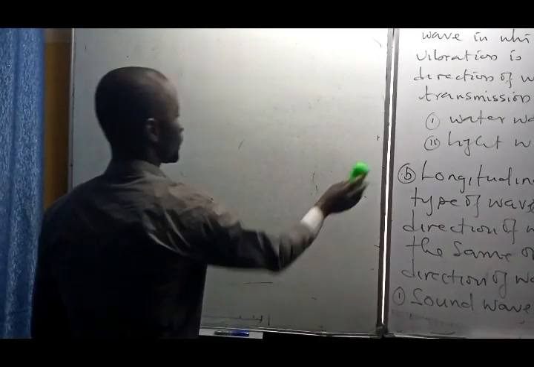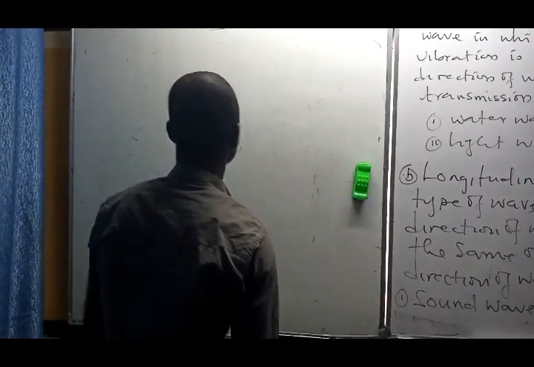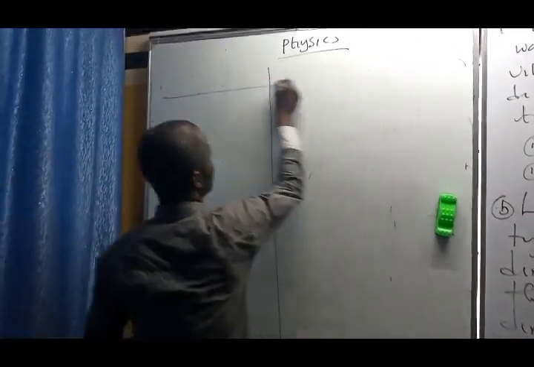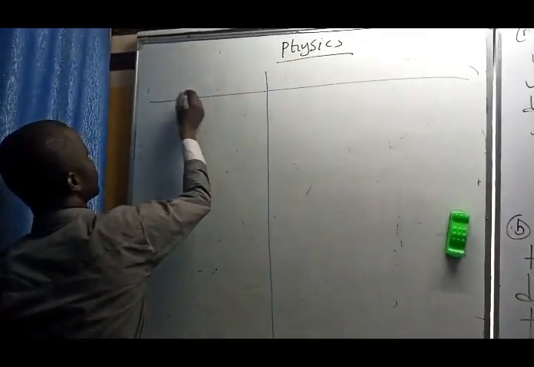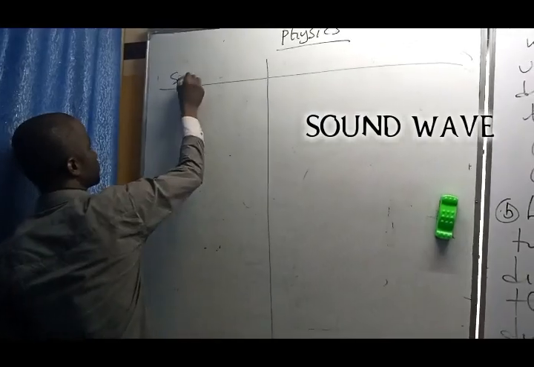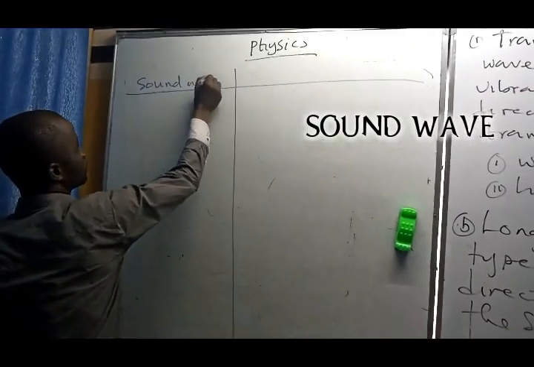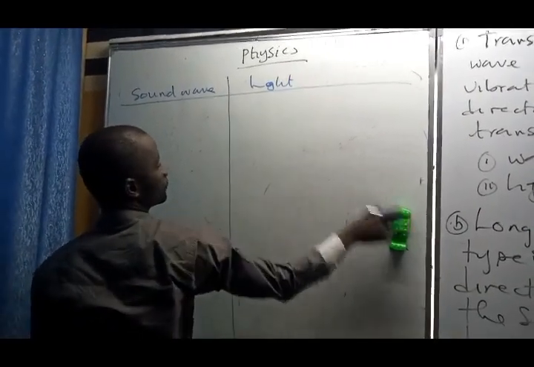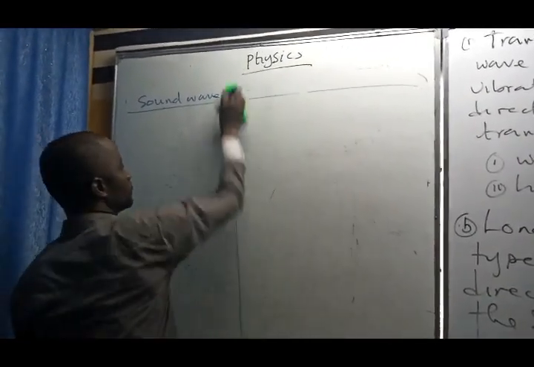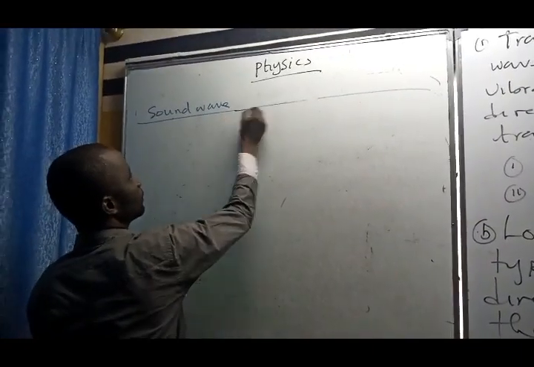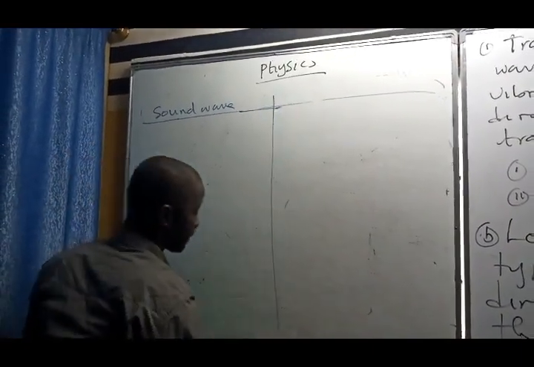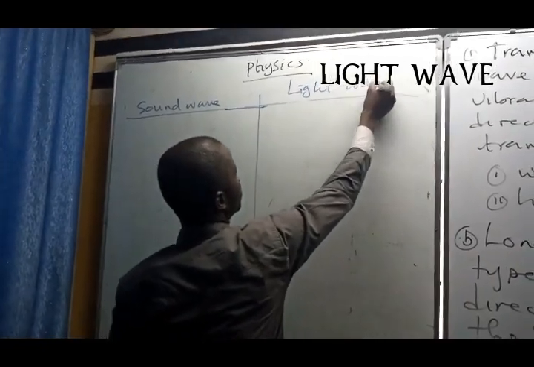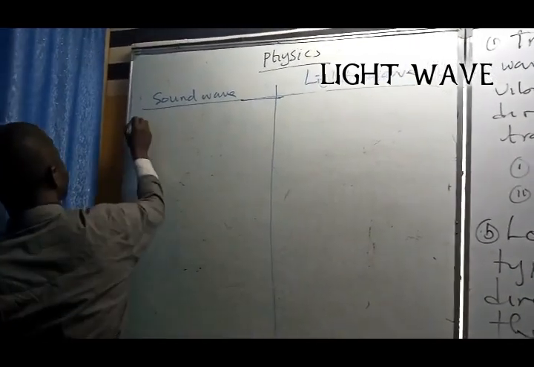What is the difference between light wave and sound wave? Let's interpolate their differences in a tabular form. Now this sound wave, this light wave.